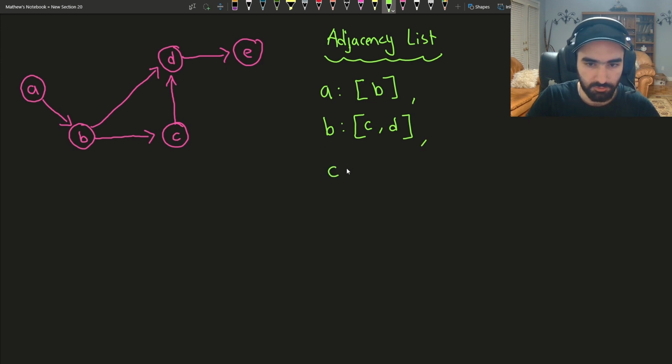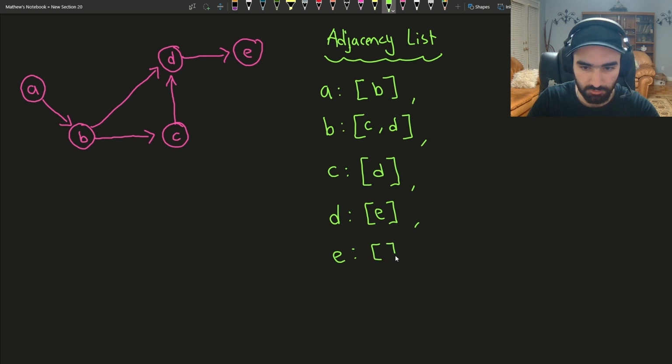And the next node is C as a key. And it's pointing to only D. You see here it has an arrow pointing towards D. So we only include the nodes that it is pointing to, right? So we're not including B because we're not including this backwards kind of connection. We only care about the nodes that it is pointing towards. And we also have D, which is going to be only E, right? And then we have E, which is just nothing. So we could say it's an empty array or list, okay?